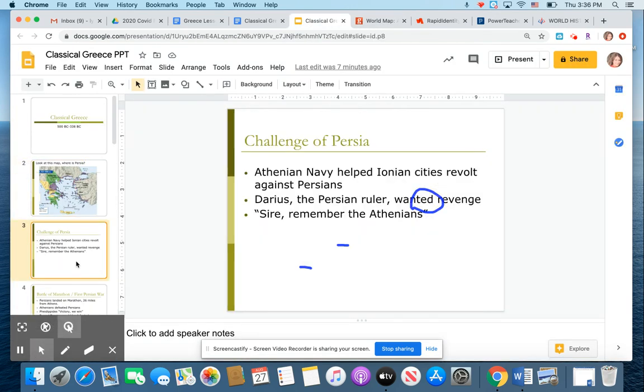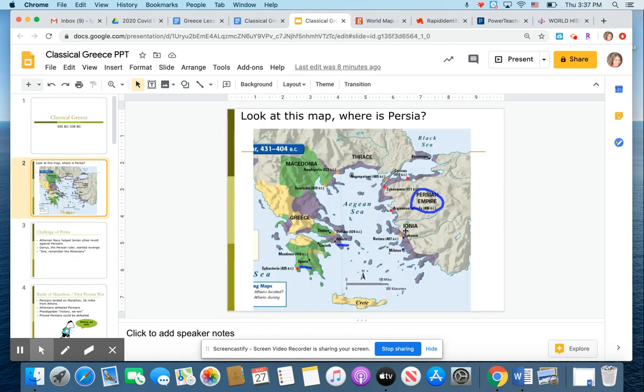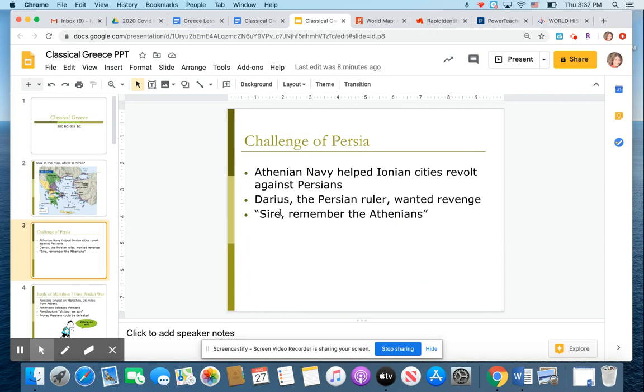All right, so let's kick this thing off. What happens? Well, Athens is known for having a fabulous navy, and a navy is an army that's on water. And they helped the Ionian cities revolt against the Persians. And if you look back at this map, here's Ionia. This is what we're talking about, this purple area revolting against Persia, trying to overtake them. Darius was the Persian ruler at the time, and he really, really wanted revenge against Athens because Athens was helping Ionia kick the Persians out from trying to invade and take them over.